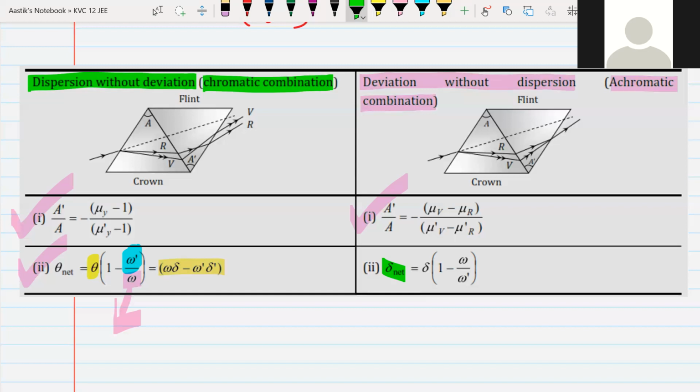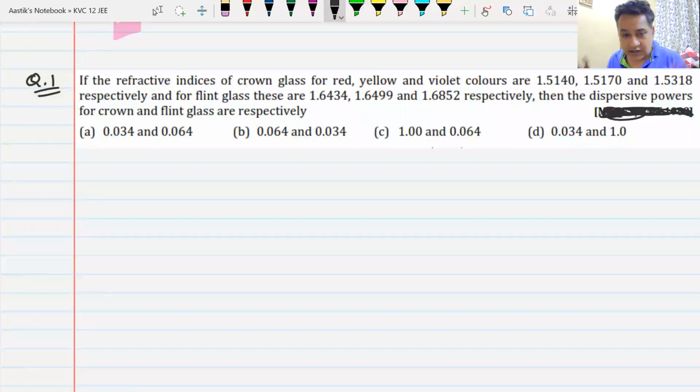Done, sir. So we have done this. Everyone is ready for the first question? Remember, whenever you have questions in this category, they will require some amount of calculations. Don't get scared. Calculations are there and you can't avoid the calculation part in this question.